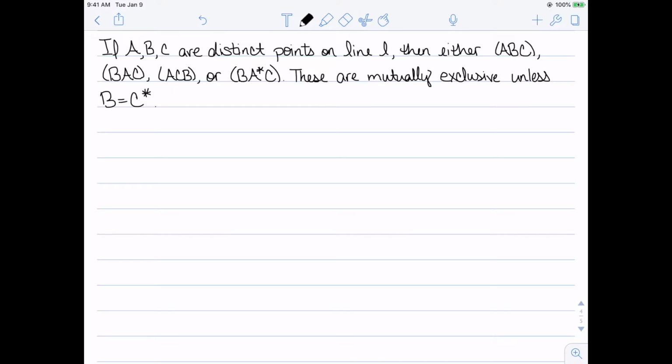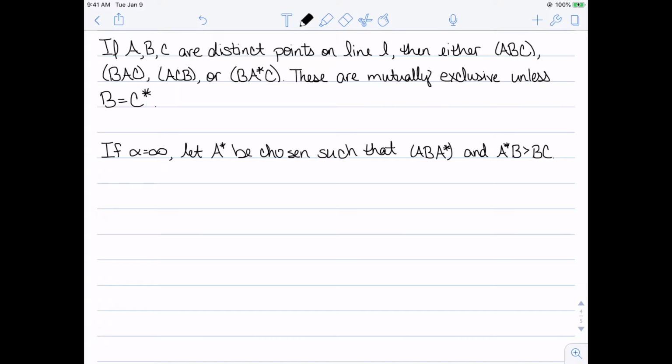So let's start with the alpha equal to infinity case. If alpha is finite, then we have this idea of what A star is. It's the polar opposite. But in the case that alpha is infinity, we can define A star however we see fit. I'm going to let A star be chosen such that we have the betweenness relation AB A star, and the distance between A star and B is greater than the distance between B and C. If I'm in the less than infinity case, then I know by definition that I have the betweenness relation AB A star. So either way, whichever case I'm in, I do have the relation AB A star.